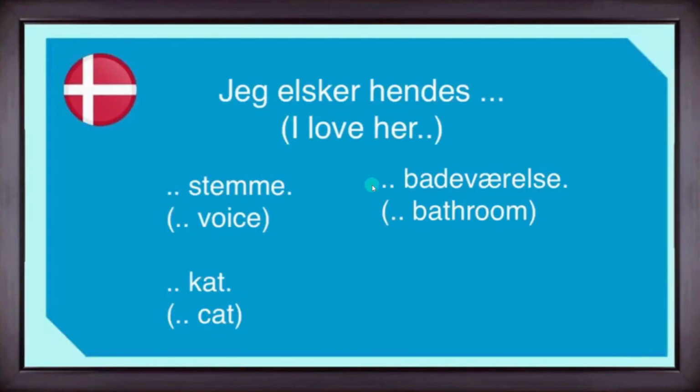Okay, this is the last one. Så. Jeg elsker hendes... I love her, and not like I love her, but I love her, something that belongs to her. What we got? Stemme. Voice. Kat. Cat. Badeværelse. Bathroom. Okay. Jeg elsker hendes stemme. Jeg elsker hendes kat. Jeg elsker hendes badeværelse.